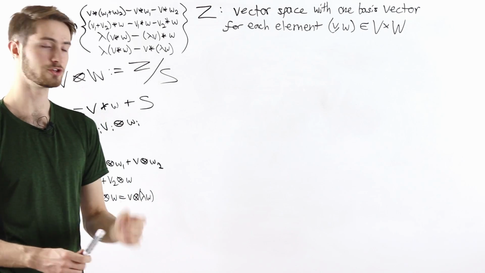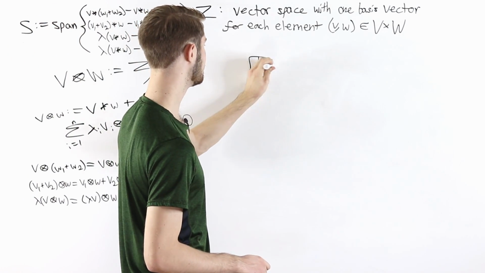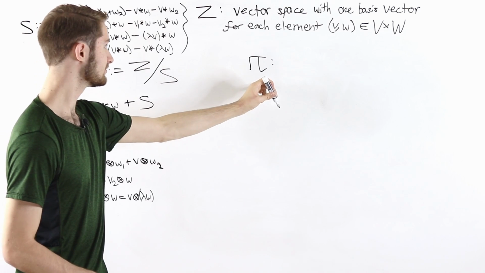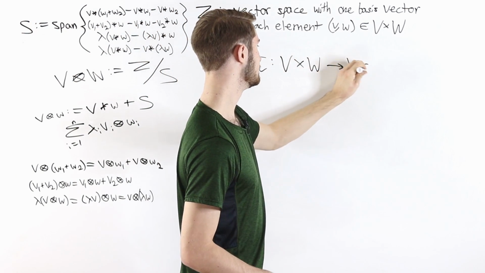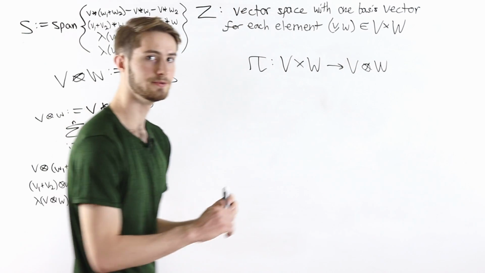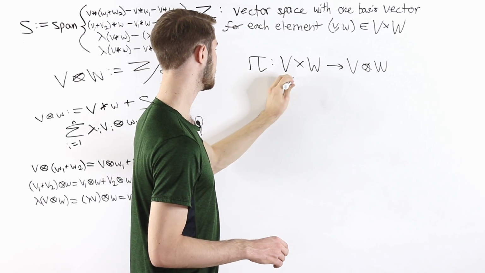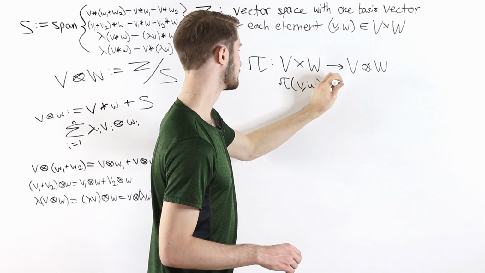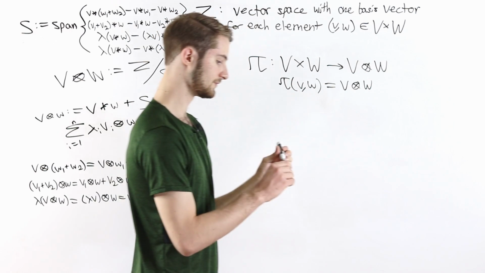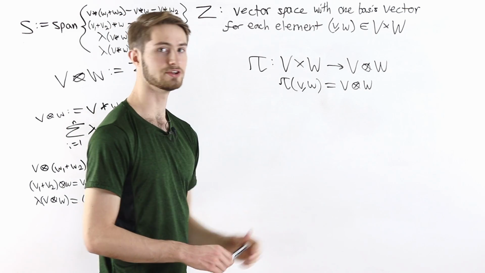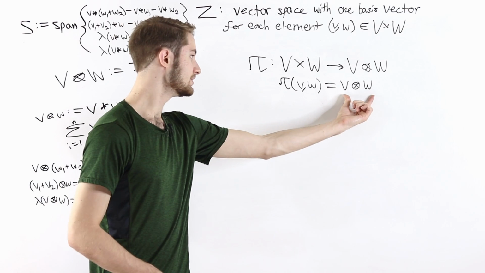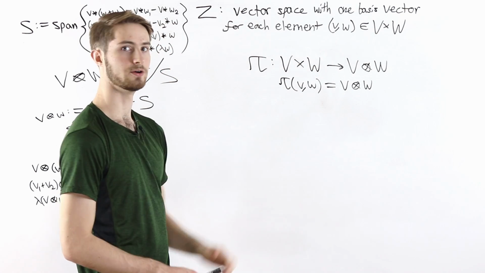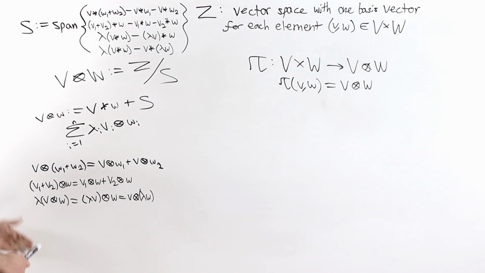Now that we've constructed the tensor product, I want to consider a function that goes into the tensor product. So we're going to define a function tau that goes from the Cartesian product V cross W into the tensor product V tensor W. And we'll define tau by tau of (v, w) equals v tensor w. So we'll send each ordered pair to its pure tensor in the tensor product. So this function essentially gives us a way to write the pure tensors in terms of this function tau on V cross W.